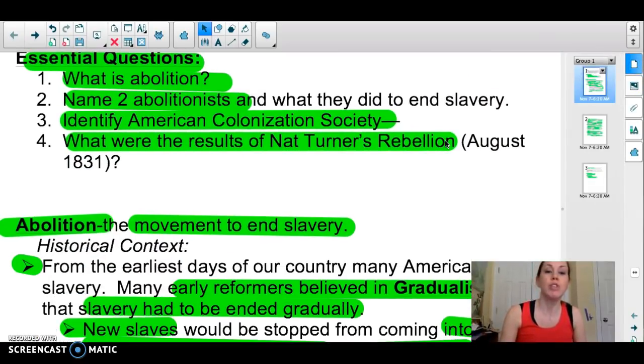All right, the essential question is abolition, a movement to end slavery. To abolitionists, I'm going to leave that to you to pick some of the folks on the other sheet. The American Colonization Society was a movement to move African Americans back to Africa. They're going to form the country of Liberia. And the results of Nat Turner's Rebellion: slave owners are more harsh and become afraid of the next uprising. Okay, you need to make sure you also do your summary.